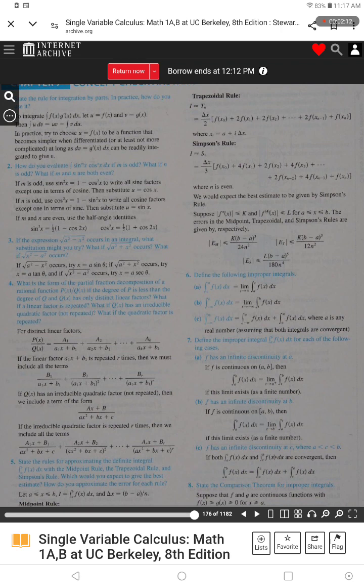If m and n are even, use the half-angle identities. Sine squared x equals 1/2 open 1 minus cosine 2x close, and cosine squared x equals 1/2 open 1 plus cosine 2x close.